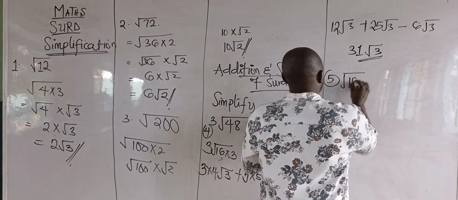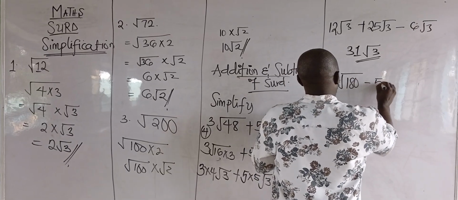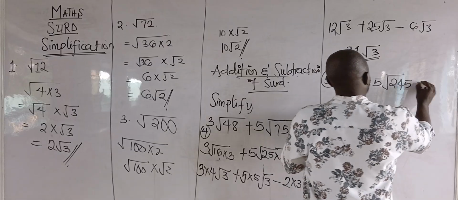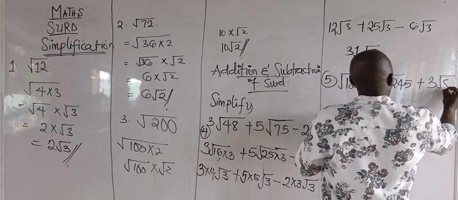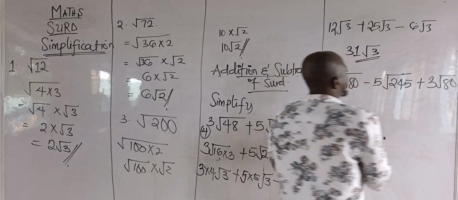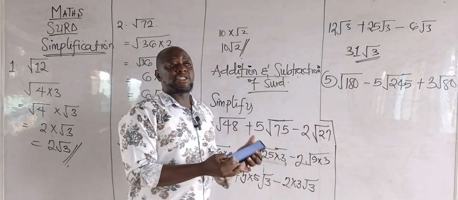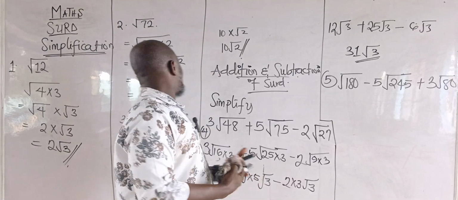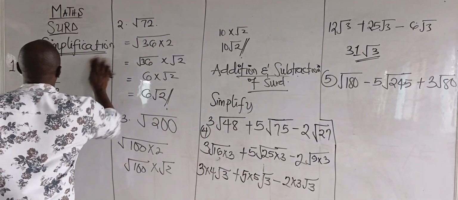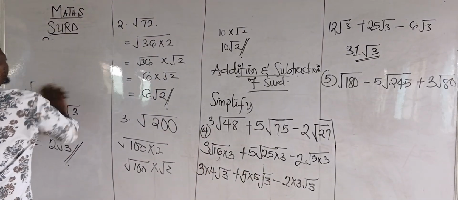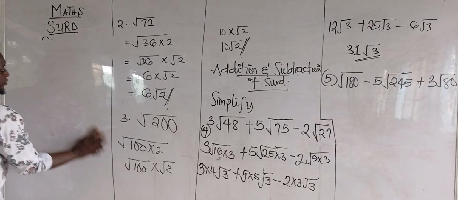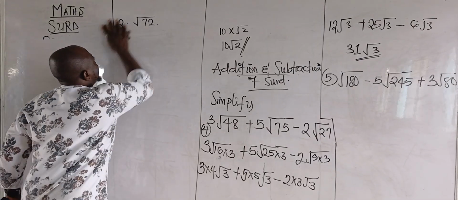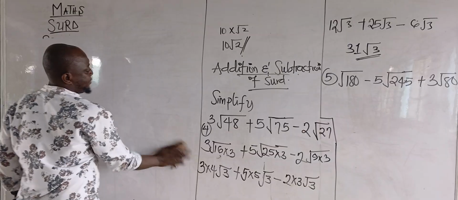So I have 180 here, 245 here, 80 here. So let's check this one. Obviously, see the same thing we are expected to do.